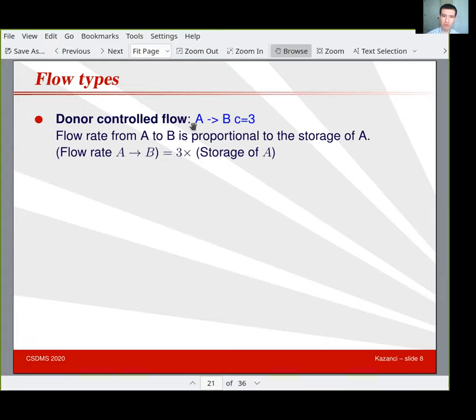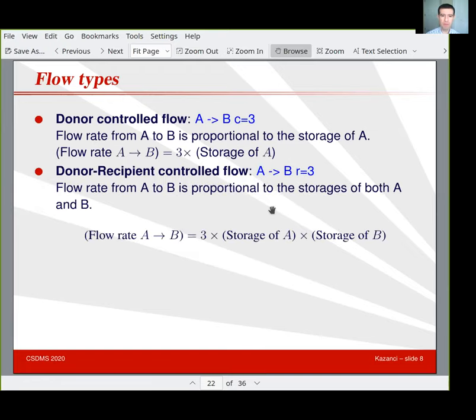So that is going to be a donor controlled flow, then it's just going to depend on the amount of A. So for that type of flow, you would say C, C is the letter used. And then the differential equation or the stochastic process used to implement this flow is going to be computed as 3 times the storage amount of A. Now, if you have a feeding relationship, let's say between a predator of deer, like a wolf pack, and deer, then the speed of flow is going to be dependent on both the amount of deer we have and the amount of wolf we have. And for that type of flow, the donor recipient controlled flow, you would use R. And that would mean the interpreter would compute the flow rate as 3 times the amount of A times the amount of B.